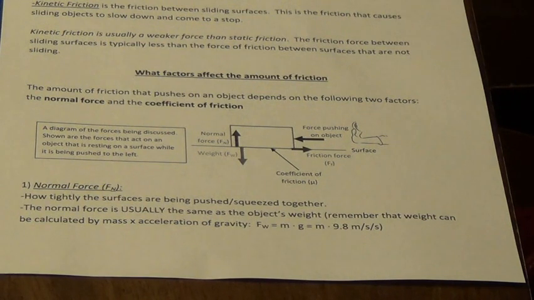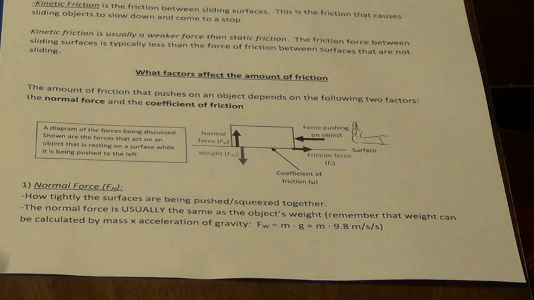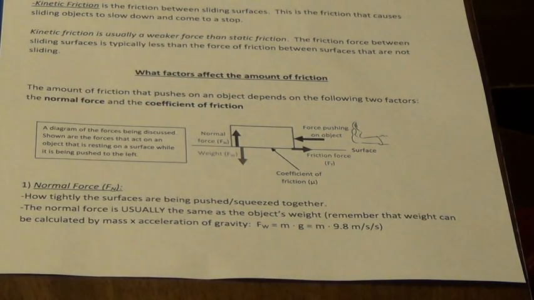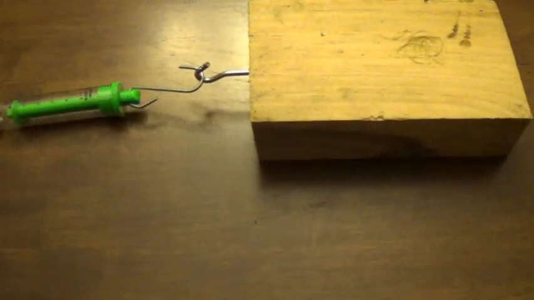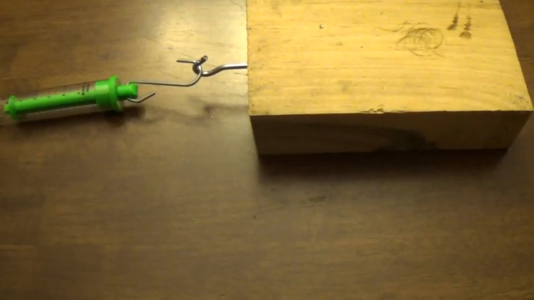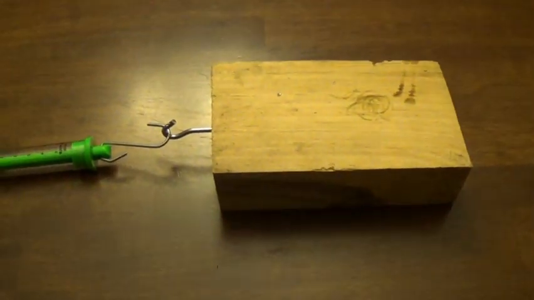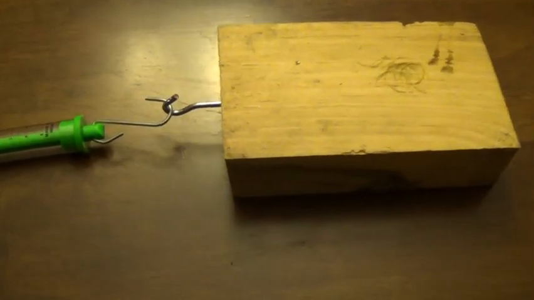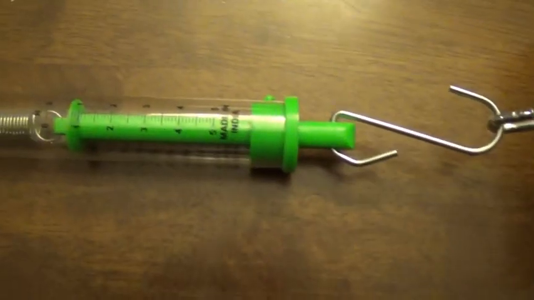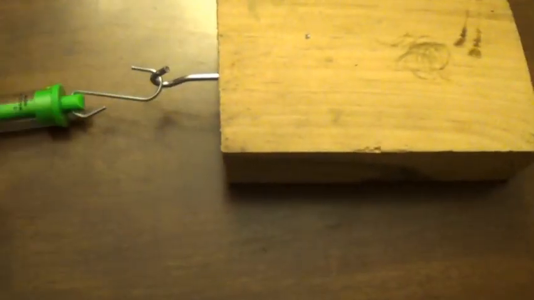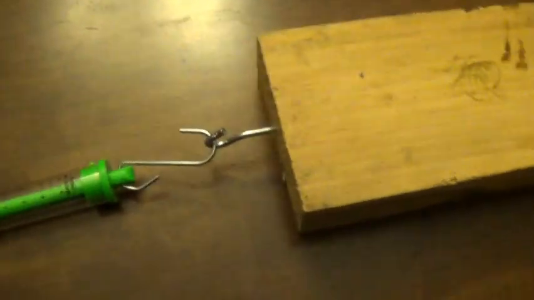So we're going to go ahead and take a quick look at how the normal force, how hard the objects are being squeezed together, affects the amount of friction. So now we're talking about the normal force and the effect that it has on friction. When we just have the block sitting by itself, the amount of friction it encounters, if we take a look, is about 2 newtons of force required in order to move it. But now we put more weight on the object.